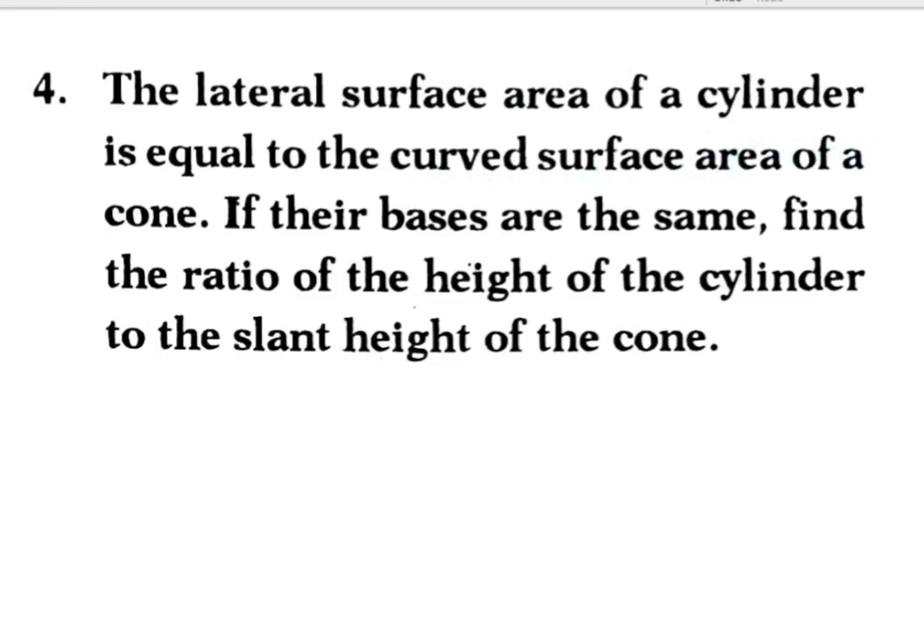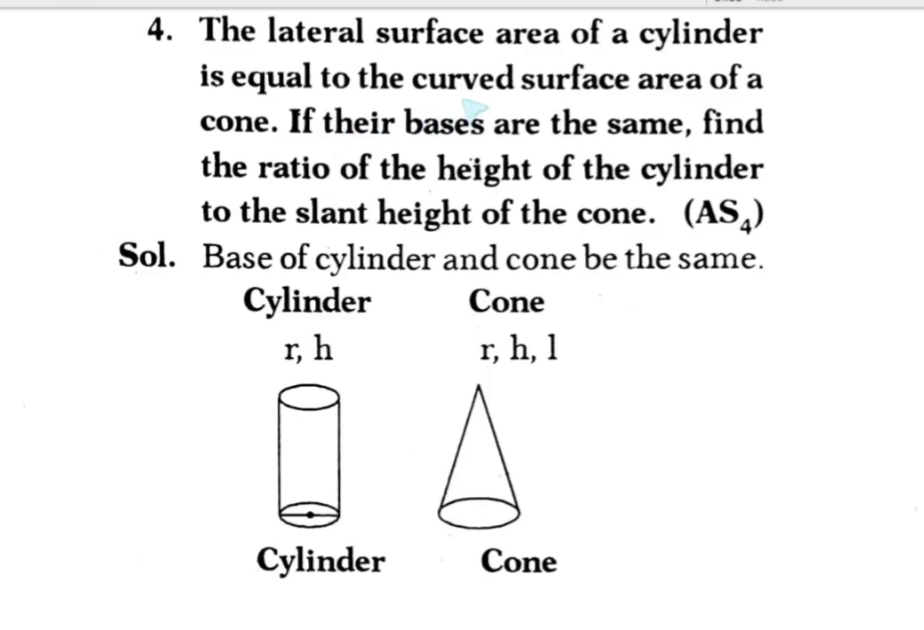The lateral surface area of a cylinder is equal to the curved surface area of a cone. If their bases are the same, find the ratio of the height of the cylinder to the slant height of the cone. Their bases are the same. That means the radius is the same for this cone and this cylinder. We need to find the ratio of the heights. The height of the cylinder is h. The slant height of the cone is L.